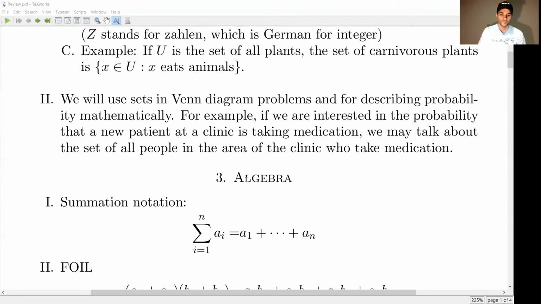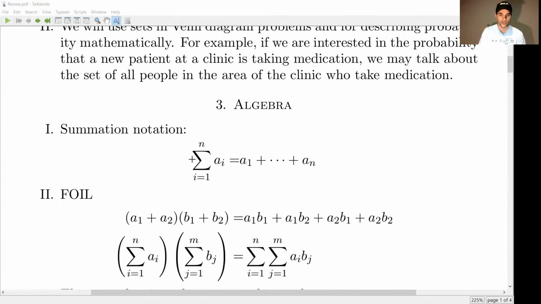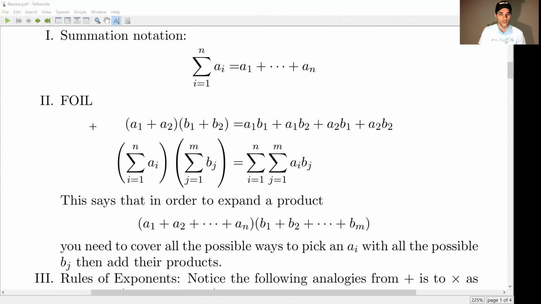So now we're on to algebra. This symbol here is a capital Greek letter S, stands for sum. You've probably seen this notation before. FOIL stands for first, outer, inner, last, and it's an acronym to remember how to multiply the sum of two things times the sum of two other things. You take the first and the outer and the inner terms and the last two terms, and you add them all together, you get the expanded version of this product.